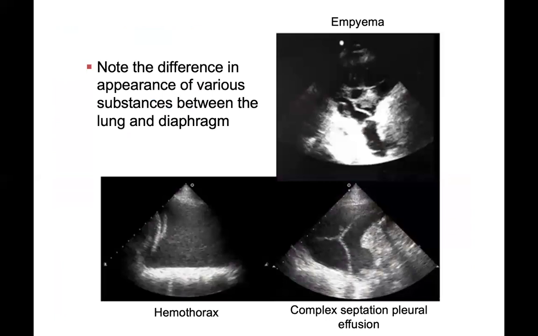This is just to note the difference in appearance of various substances between the lung and the diaphragm. So again, these look kind of different than our other picture where we see these areas of hyperechoic or white stranding here. This is an example of an empyema. Again, you see all this excess imaging in here rather than just the black pleural effusion. This is a complex septal pleural effusion.